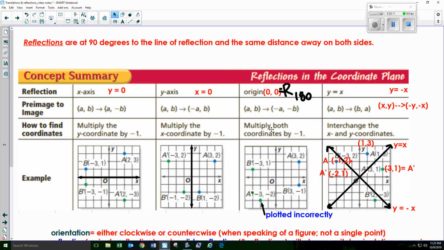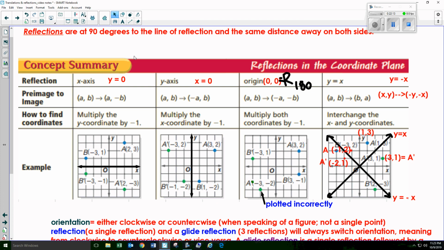All right, next we have reflections. As we already talked about on the first page, reflections are at 90 degrees to the line of reflection and the same distance away on both sides. Now we're going to talk about these 5 major reflection lines.